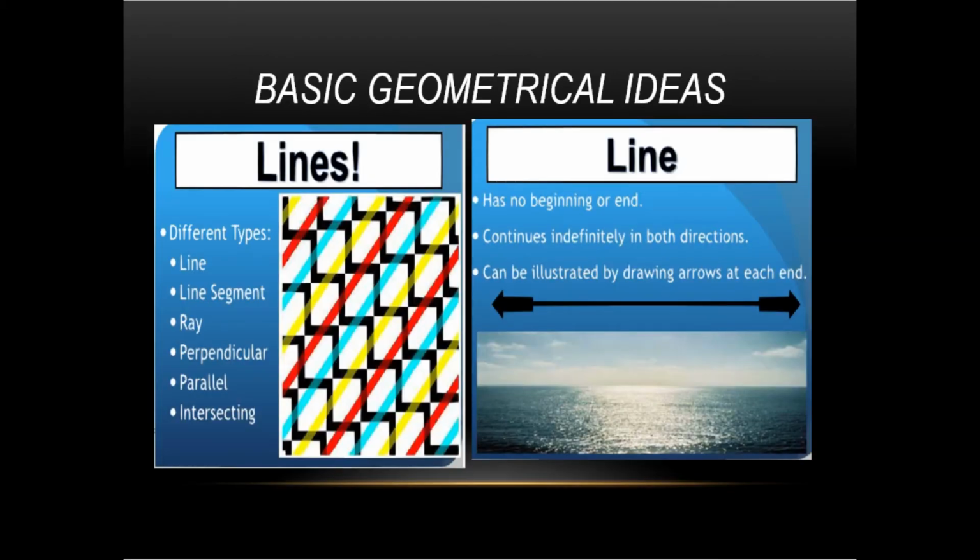Then is line. Line has no beginning or the end. It continues indefinitely in both the directions. It can be illustrated by drawing arrows at each end. There are different types of lines like line, line segment, ray, perpendicular, parallel, or intersecting lines.